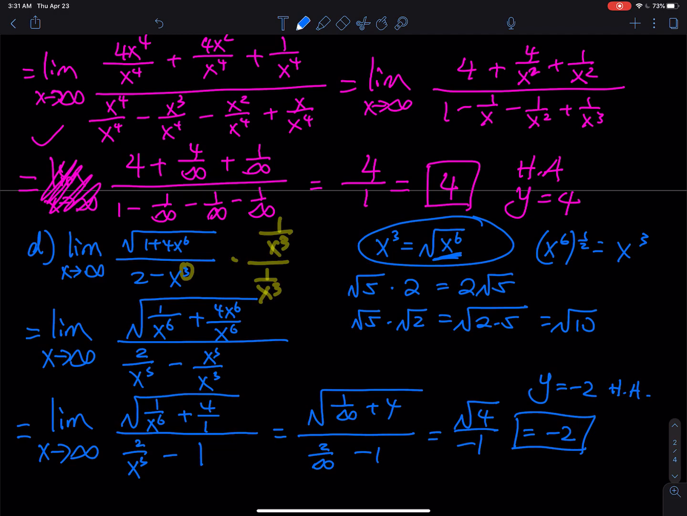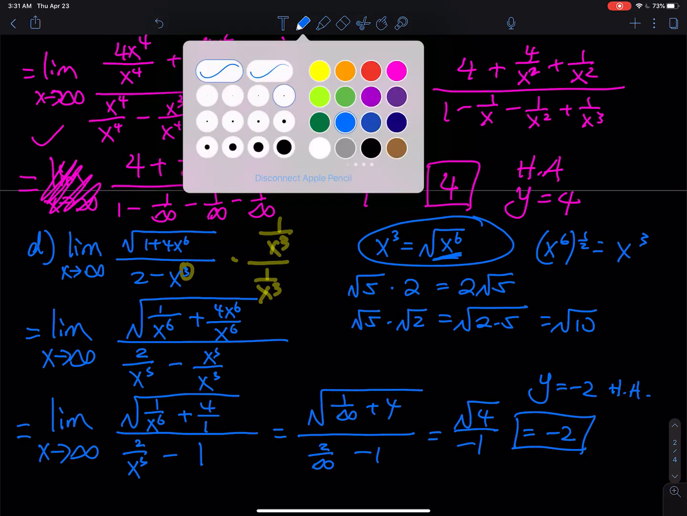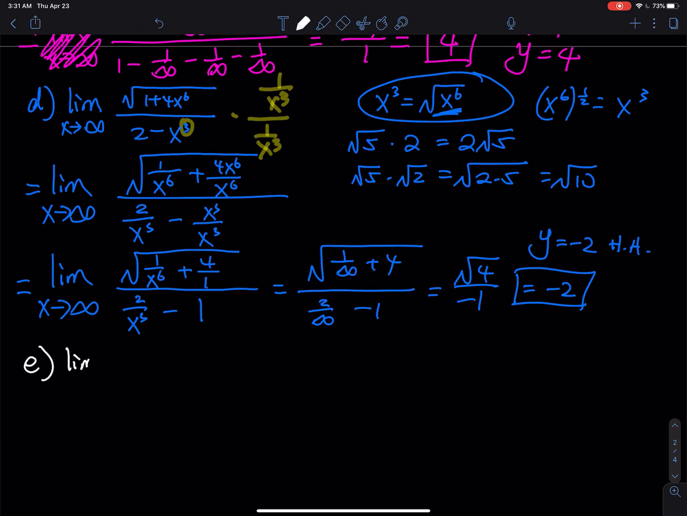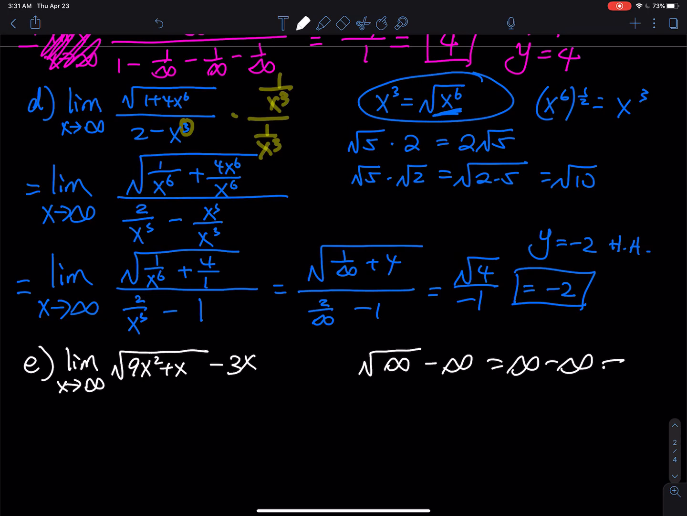Let's do E. For E, we change to another color. So let's use white. Part E, we have the limit as x approaches infinity of the square root of 9x squared plus x, minus 3x. Ooh, this time you don't even have a denominator. If you plug in infinity, you have the square root of infinity minus infinity. Infinity minus infinity is not equal to 0. You cannot determine this.